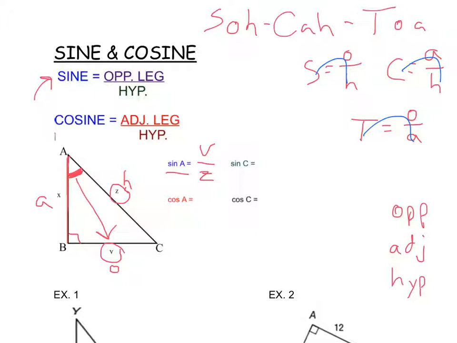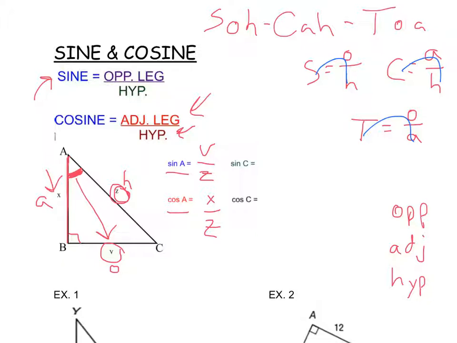Now my cosine ratio for angle A is the adjacent leg over the hypotenuse. So the adjacent leg was X, and the hypotenuse is still the same no matter what, it's still Z. So those are the sine and cosine ratios for angle A.